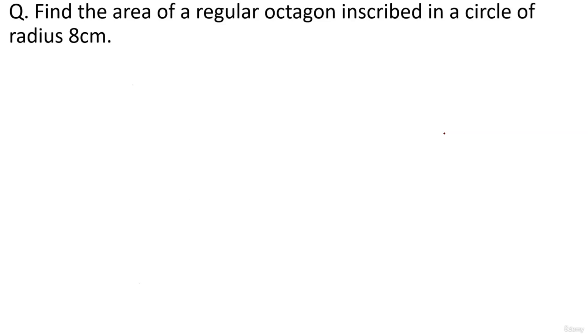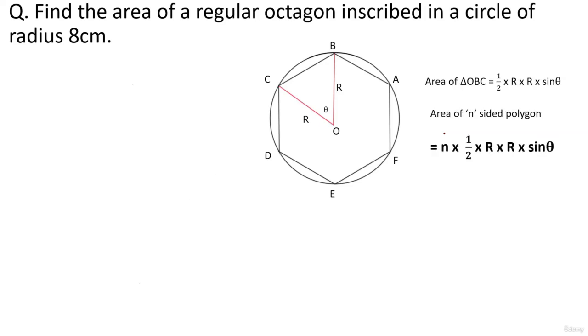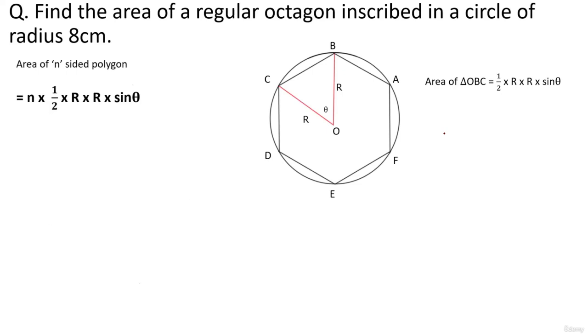Go on further. Find the area of a regular octagon inscribed in a circle of radius 8 centimeters. So it is given that we have a regular octagon inscribed inside a circle of radius 8 centimeters. We know that for any regular polygon having n number of sides and inscribed in a circle of radius r, the area is n into half into r square sine theta. So here we have an octagon, guys. In the case of an octagon, what will n be? N will be 8. R has been given to us as again 8.